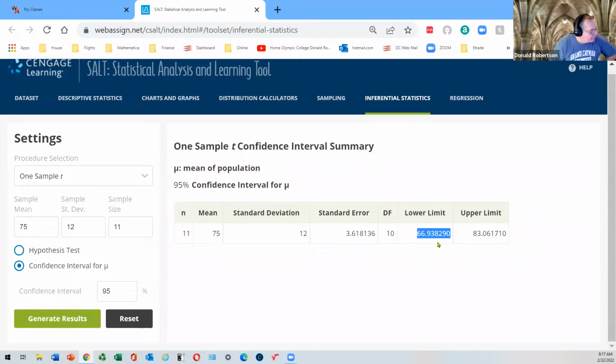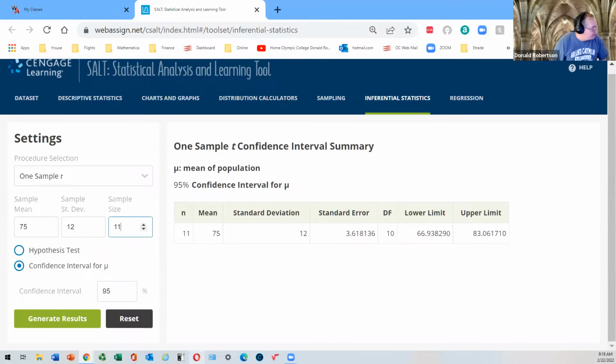Roughly 66.9 to 83.1. So if you want to use salt to generate any kind of confidence interval, you just make sure that you're on the one sample T. The one sample T is used because you don't really know your data is normal, and your samples might not be very big, and this T distribution can cope with those situations.